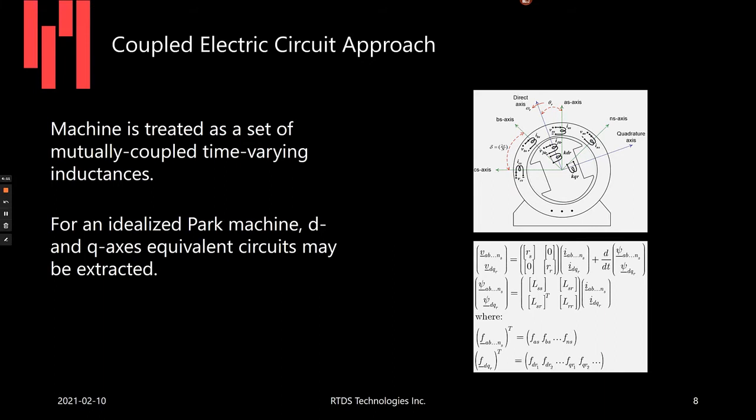Now for an idealized Park machine, the windings are perfectly sinusoidally distributed and the permeance is also sinusoidal. D and Q axis equivalent circuits may be extracted.